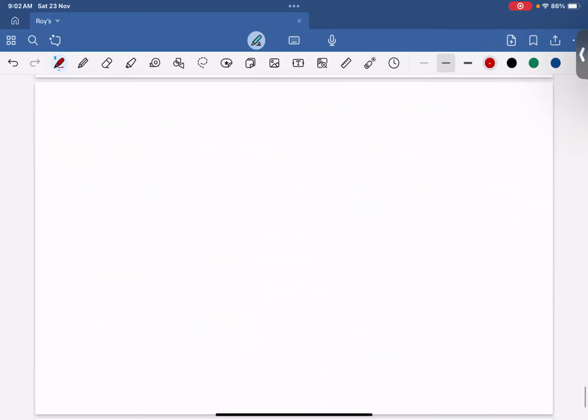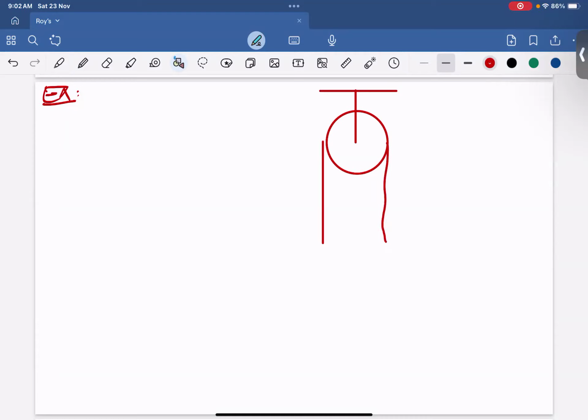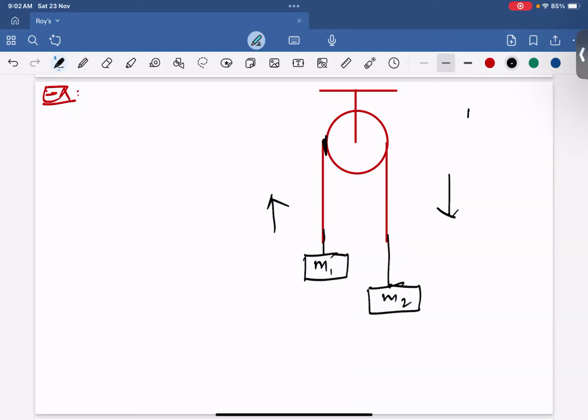I'll take one example. Let's suppose I have a pulley, and that has been fixed. There are two bodies here. Let's suppose one body has mass m1 and the other body has mass m2. M2 is going down, m1 is going up. That means you can also write that m2 is greater than m1. This pulley is a light pulley.